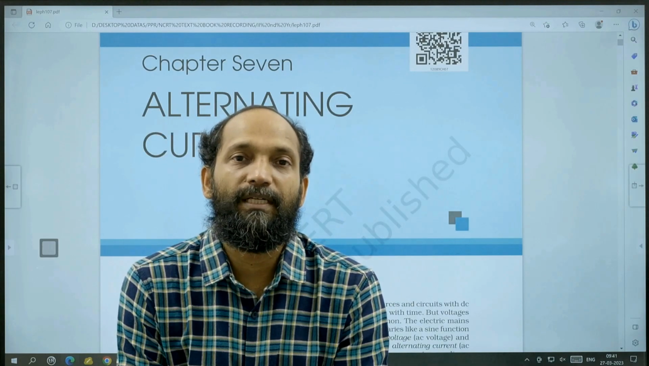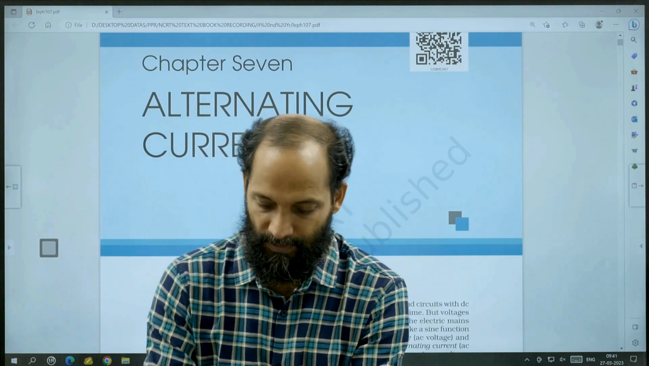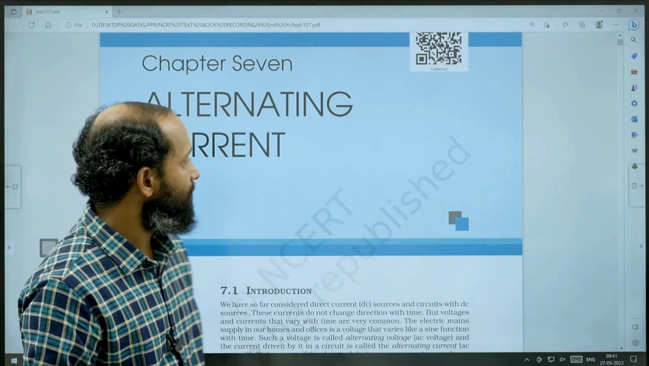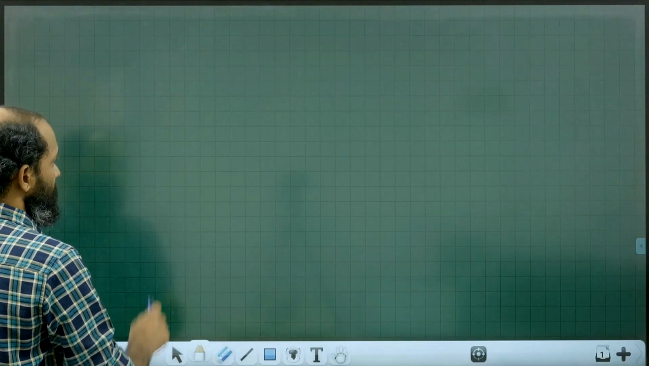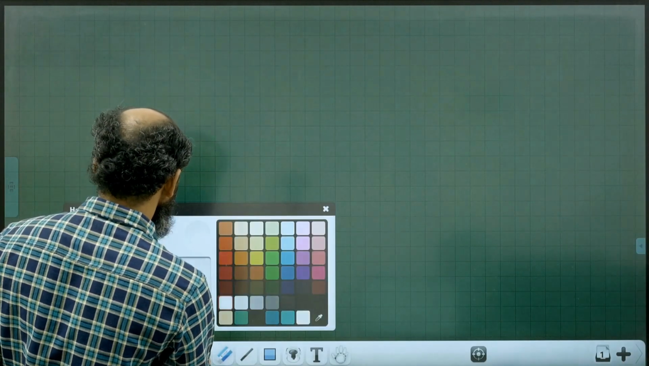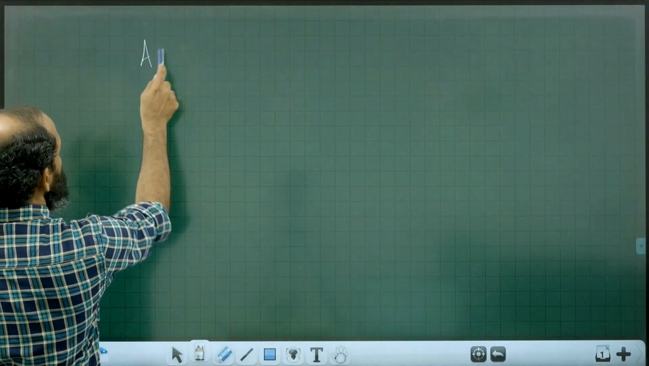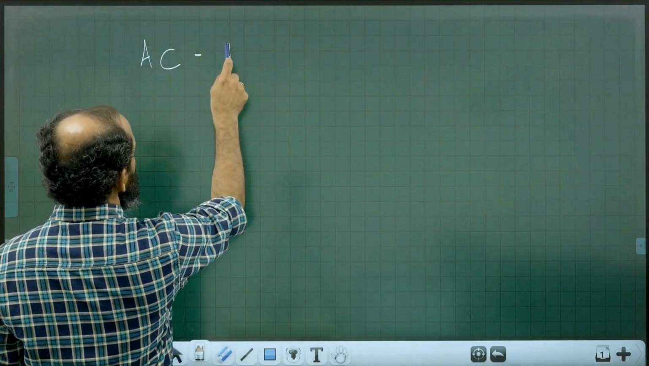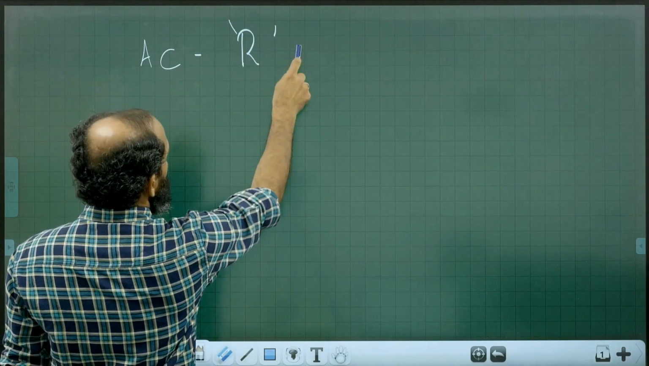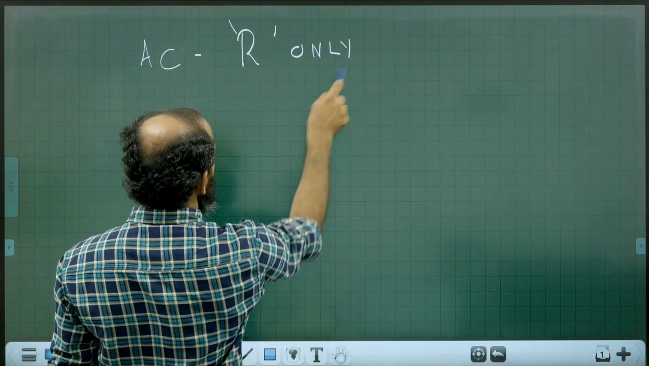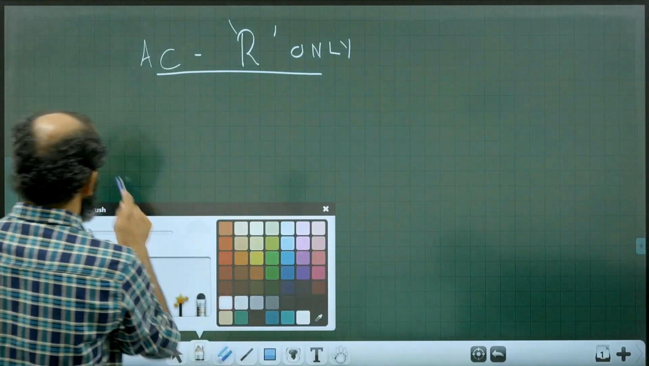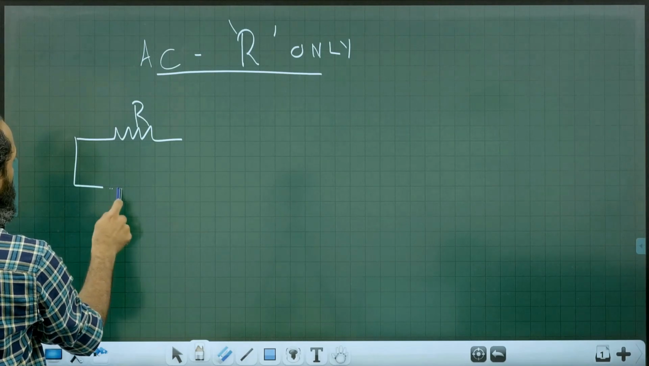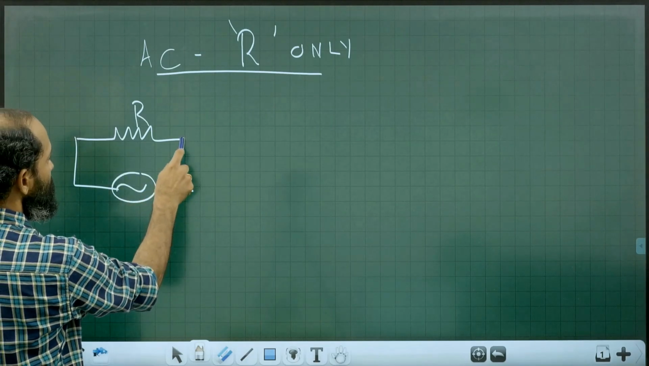Quick revision chapter is alternating current, AC. So we begin with the AC through resistor only circuit for quick revision. AC through resistor: AC when allowed to flow through a resistor only circuit, R only. The resistance R alone is connected in an AC circuit.